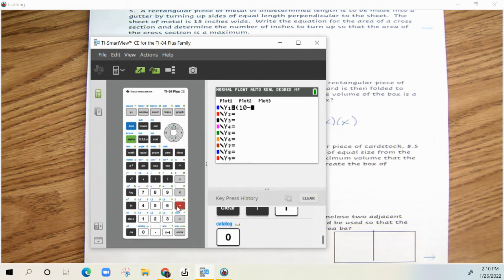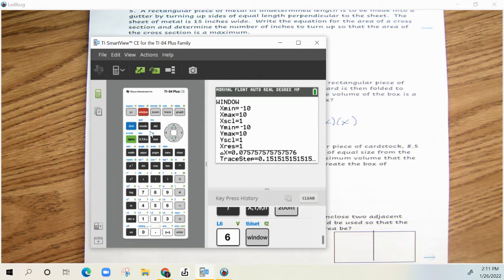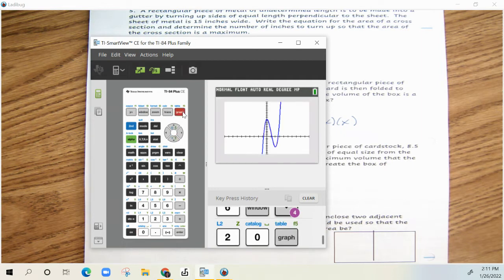10 minus 2x, 6 minus 2x, times x. All right, so I'm going to try zoom 6, see what I got. Not bad. I'm trying to maximize the volume, so I really need this. I don't need this. So I'm going to go back to the window and adjust it a little bit. I just need to see higher. I'm going to make it 20. Usually I double it. Okay, and I need that point right there.